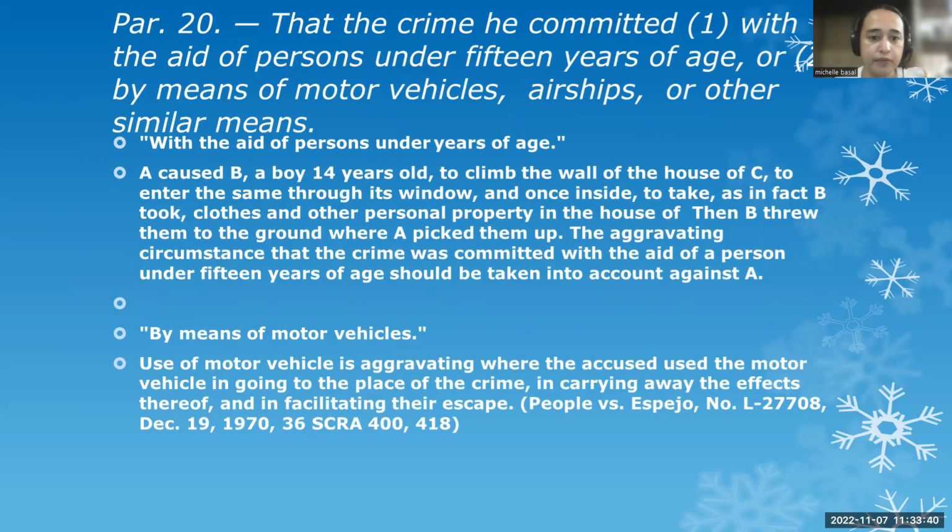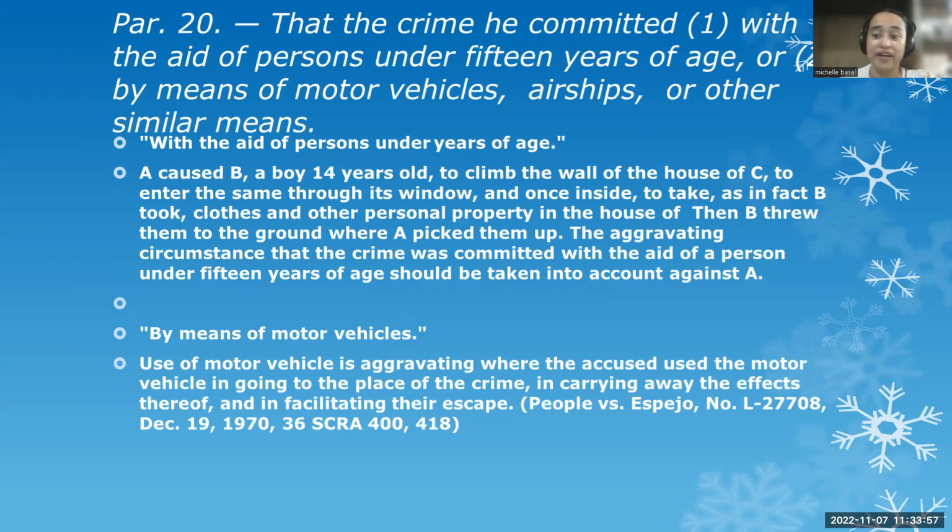Then B threw them to the ground where A picked them up. The aggravating circumstance that the crime was committed with the aid of a person under 15 years of age should be taken into account against A. But take note, B, who is 14 years old, is exempt from criminal liability.